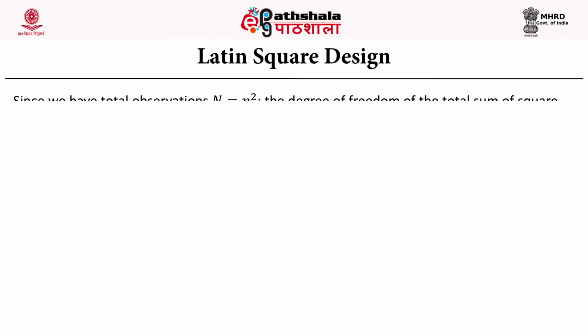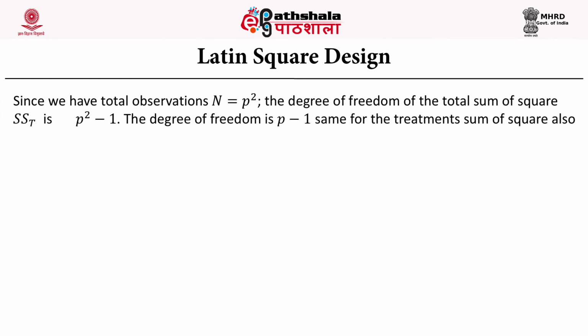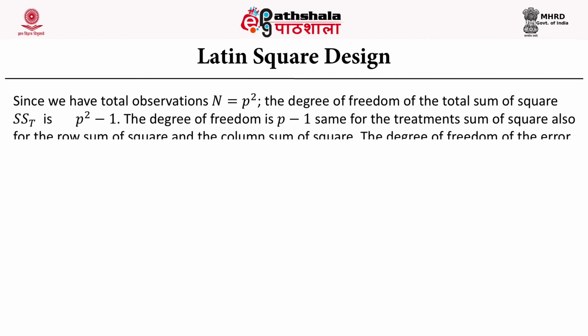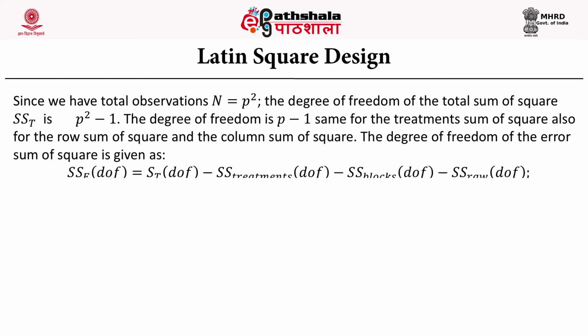Since we have the total number of observations n equal to p square, the degree of freedom of the total sum of square is equal to p square minus 1. The degree of freedom is p minus 1 for the treatment sum of square, and the same for the row sum of square and the column sum of square.